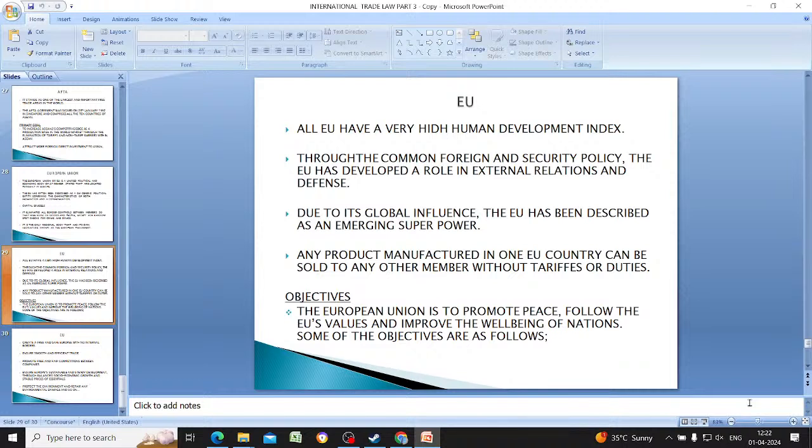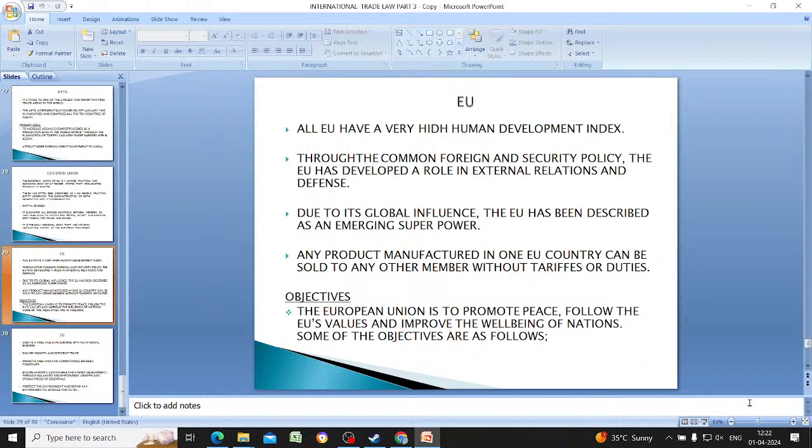So it's high in the EU, and through the common foreign and security policy, the EU has developed its own external relations and defense. They have been emerging as a superpower, given security policies and an important role in external relations and defense as well. Due to its global influence, the EU has been described as an emerging superpower. So we can now say that the EU has emerged as one of the superpowers.